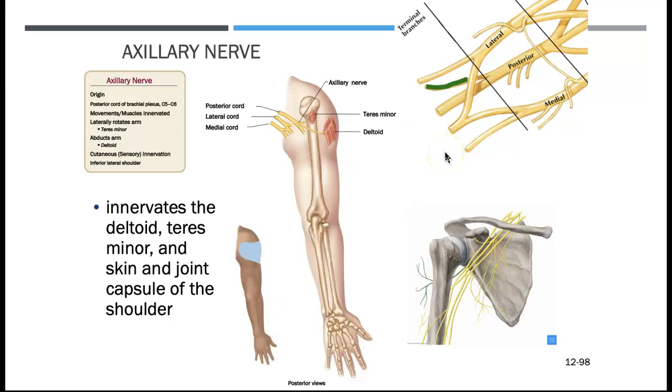So let's go through each of these terminal branches. First is our axillary nerve, and this was that one that kicked off to the side from the posterior cord, and it supplies only two muscles. We've got teres minor and the deltoid muscle, but it also does supply skin, which you can see right in here, and the joint capsule within the shoulder, which would be right along in here.